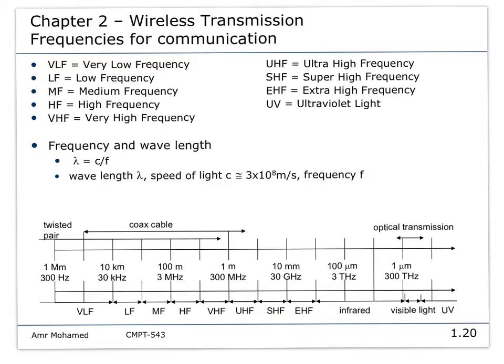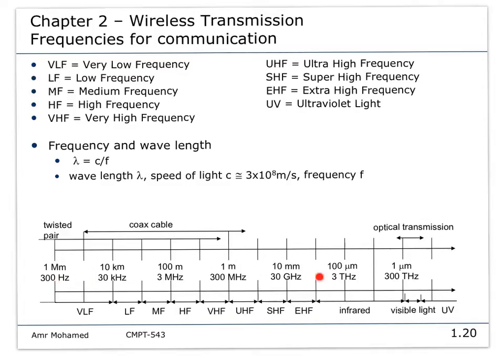So the basic fundamental idea is that if you look here, we know that the multiplication of the wavelength by the frequency is actually the speed of light. Speed of light is this, 3 times 10 to the power 8 meter per second. So the wavelength of the signal and the frequency of the signal have this relationship here, right? Which means that here we can have very, very low frequency and very large wavelength. Whereas here we have the other way around.